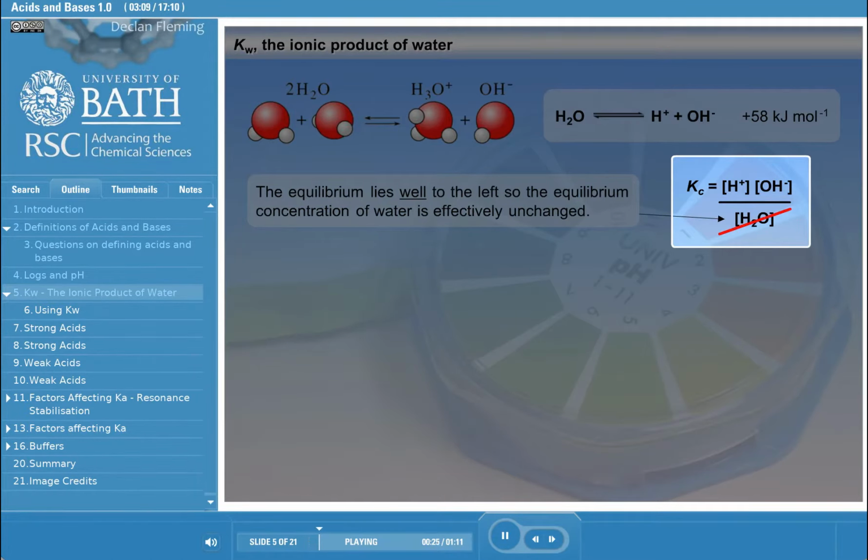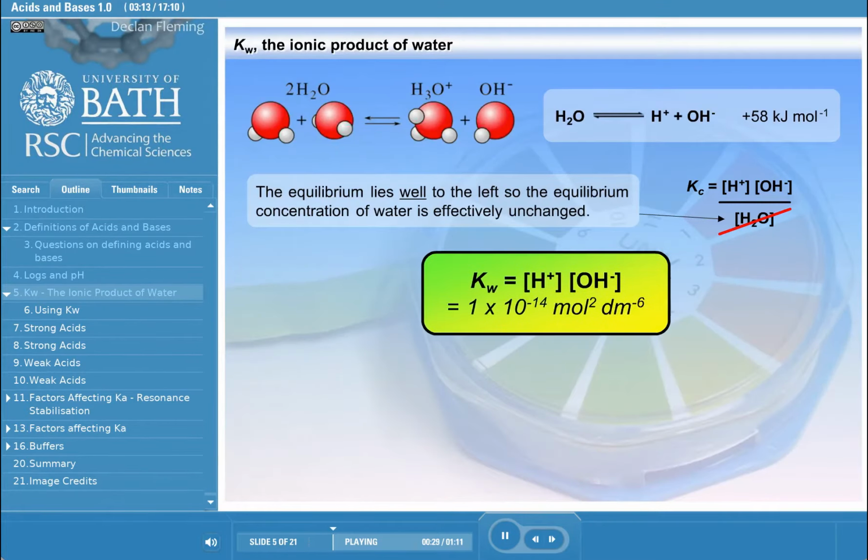For simplicity, the water is removed, leaving the ionic product of water. We give this its own special equilibrium constant, Kw, and the value is 1 times 10 to the minus 14 mole squared decimeters to the minus 6.